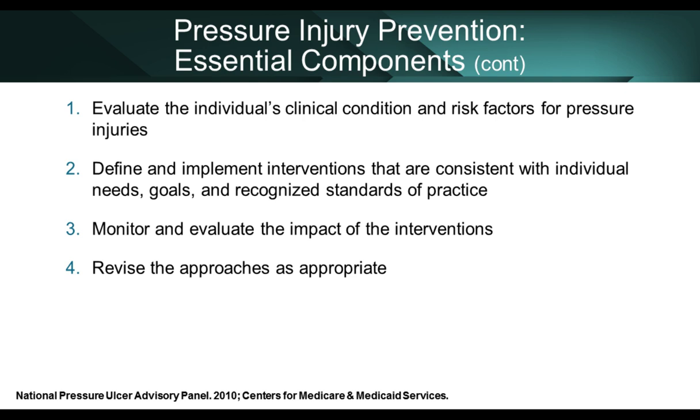For instance, they define unavoidable pressure ulcers as those pressure injuries or ulcers that develop even though the provider had evaluated the individual's clinical condition and pressure ulcer risk factors. The provider had defined and implemented interventions consistent with the individual's needs and goals and recognized standards of practice, even though the provider monitored and evaluated the impact of the interventions, and even though the approaches were revised as appropriate. So it even takes it a little bit further, I believe, than those 6 essentials that were mentioned in the previous slide.